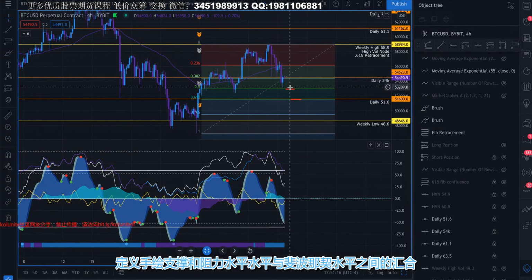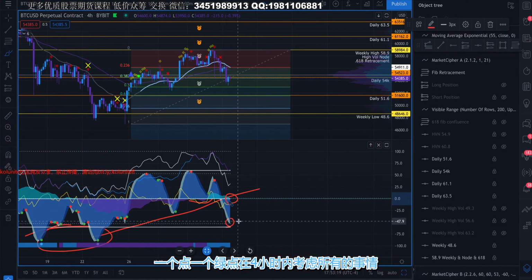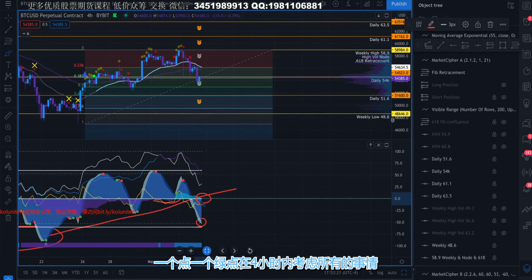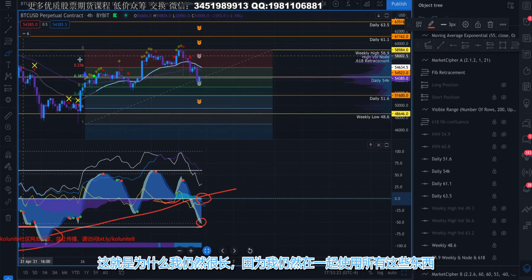I see that we printed a double bottom. Okay, we are printing consecutively higher waves. We are seeing the money flow crossing from the red into the green. The VWAP is about to cross over the 0 line. We're about to print a green dot on the 4-hour. All things being considered, that's why I am still long, because I'm using all these things together. I'm saying we're consolidating at a triple significant level of support and resistance. If we are able to come up here with the momentum that Market Cipher will show us, it's very possible, as we're printing this bottom on the 2-hour, that we come up above here and see higher levels.